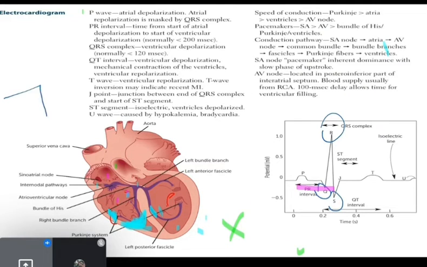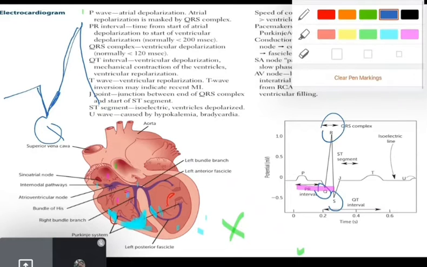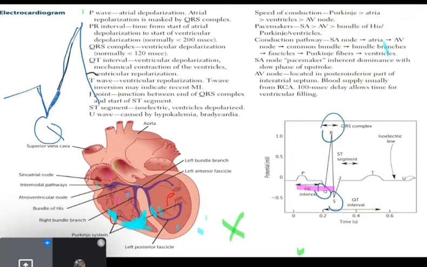You have the first descent, which is Q. The first downward is Q. Here the first upward is R. The first upward wave, you will call it R.